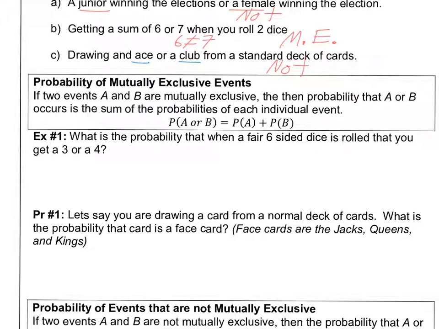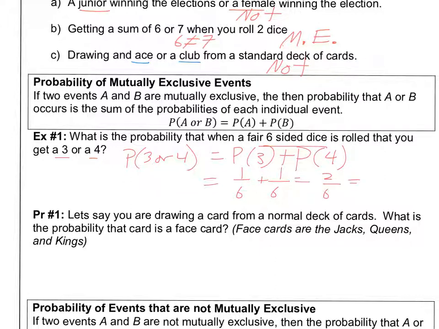What's the probability that when a fair 6-sided die is rolled you will get a 3 or a 4? Those are mutually exclusive. So the probability of 3 or 4 is simply the probability of 3 plus the probability of 4. That's it. The probability of 3 is just 1 out of 6. Probability of 4 is also just 1 out of 6. And 1/6 plus 1/6 makes 2/6, which reduces down to 1/3. So there we go. And that makes sense because 3 and 4 represent a third of the 6 sides of the die.